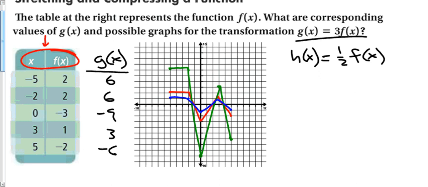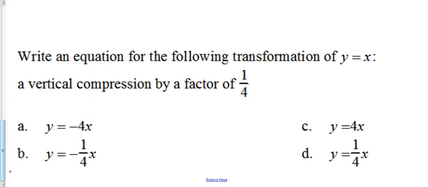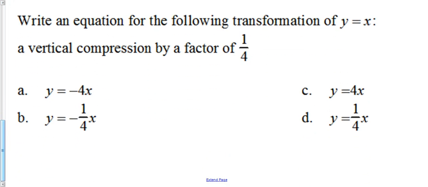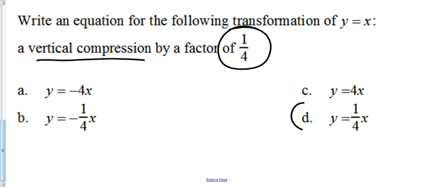Okay? And those are stretches and compressions. If we look at this, which of the following, write an equation for the following transformation of y equals x by a vertical compression, a compression by a factor of 1/4. That would be this one. Okay? All we have to do is multiply our function by 1/4 in order to compress it. If we wanted to stretch it by a factor of 4, that would be the answer.